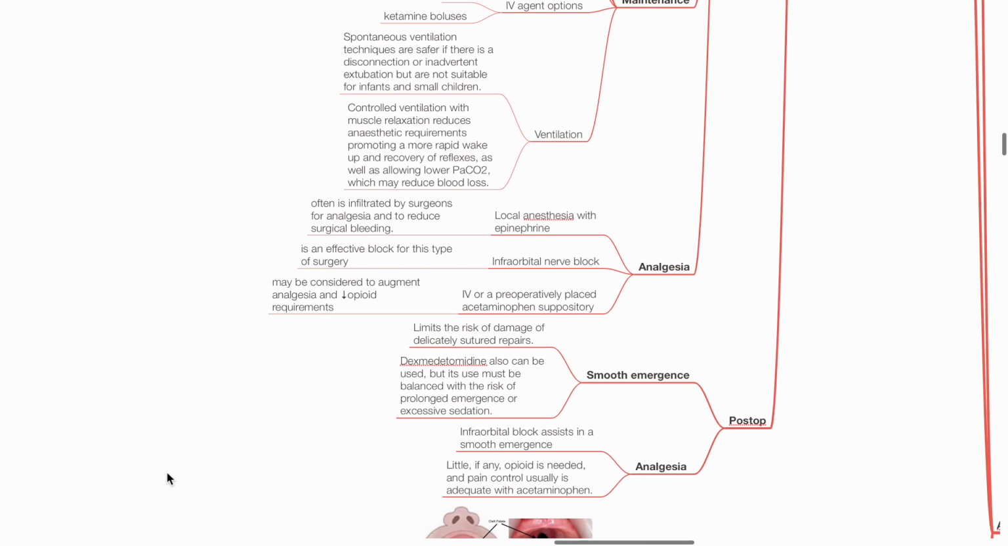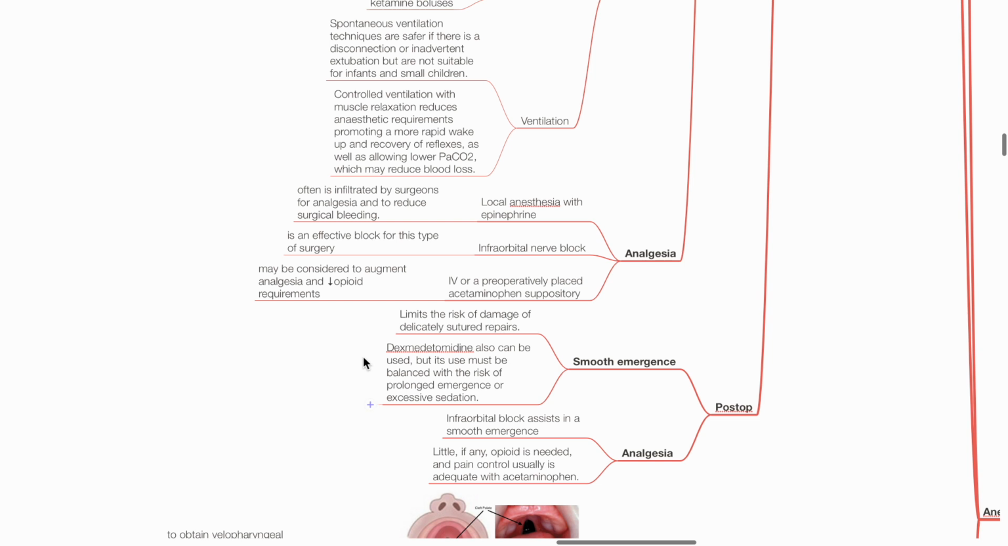Options for analgesia include LA with adrenaline. Adrenaline reduces surgical bleeding and improves the surgical field. Infraorbital nerve block is an effective block for this type of surgery. Paracetamol is used to augment analgesia and reduce opioid requirements.